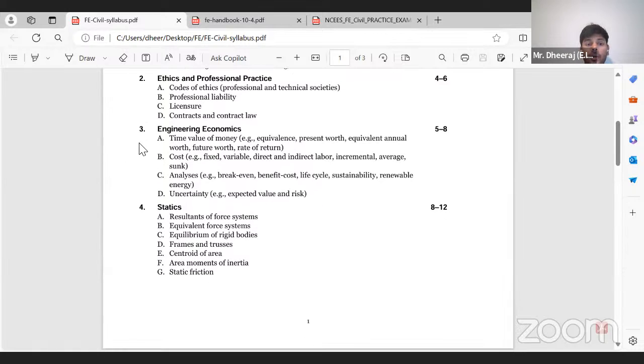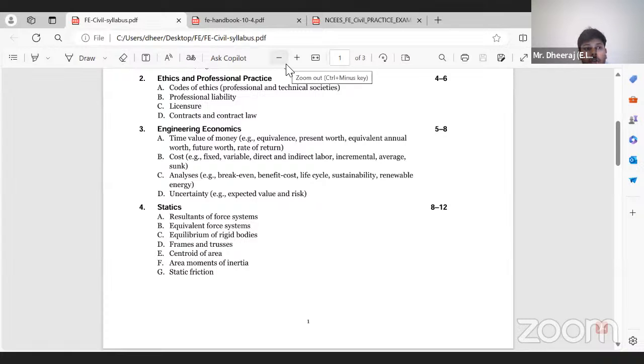So the only thing is, in the FE review book, I didn't find engineering economics. So try to find a material for engineering economics, or else you can actually reach out to me in the future, if there is any question you cannot solve.